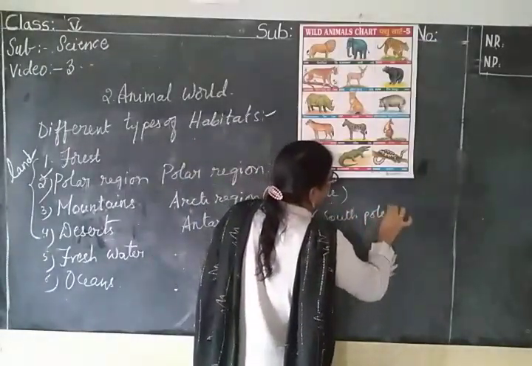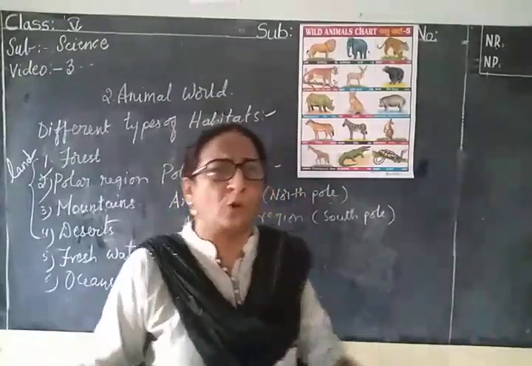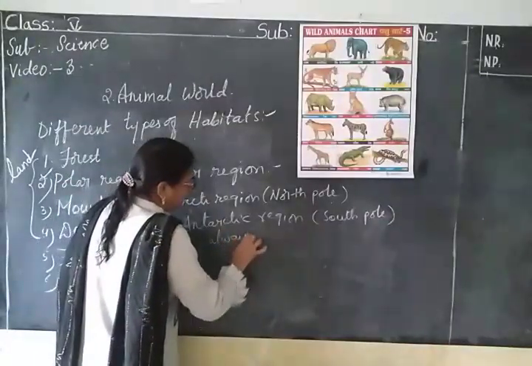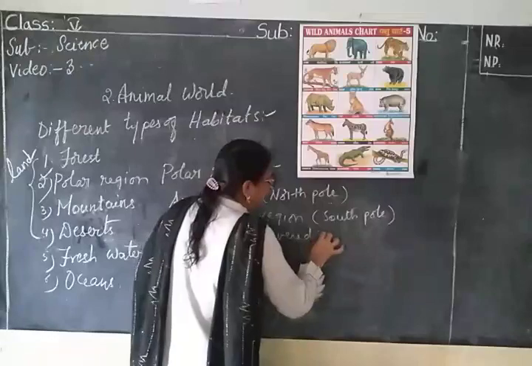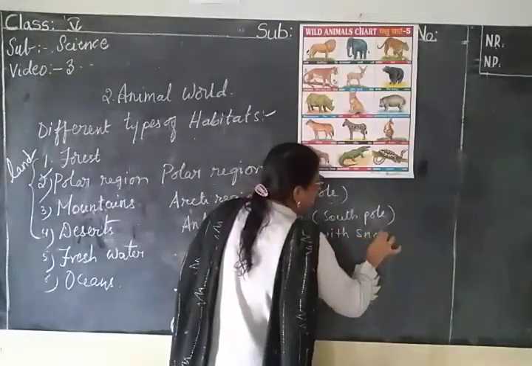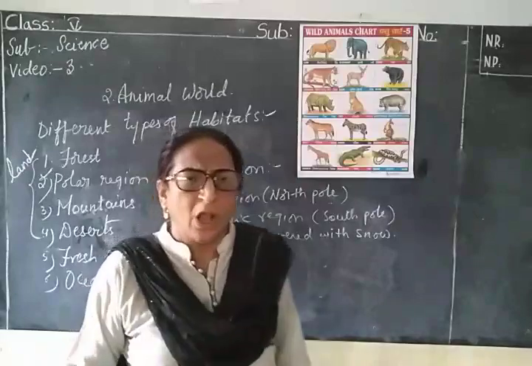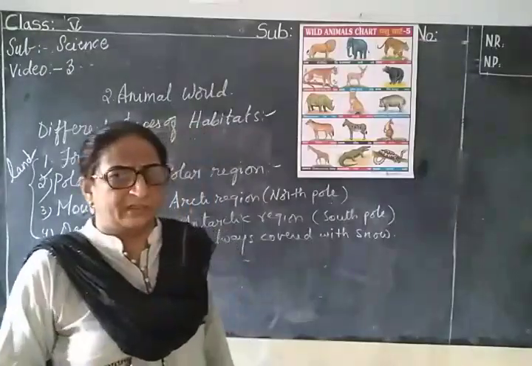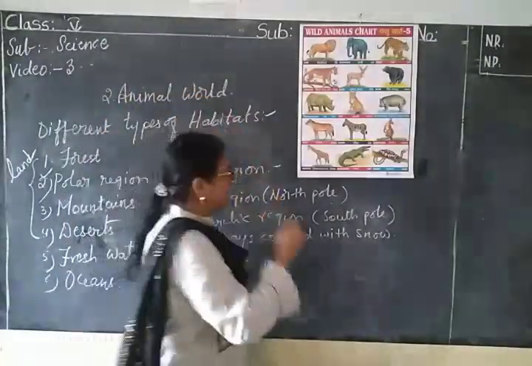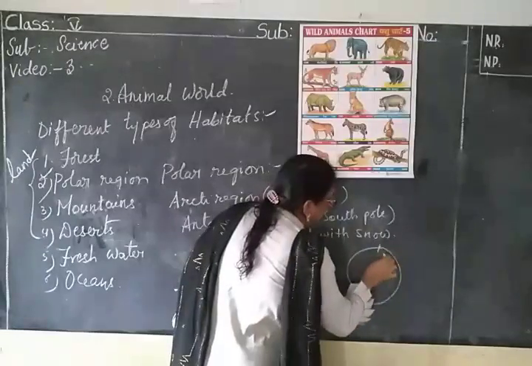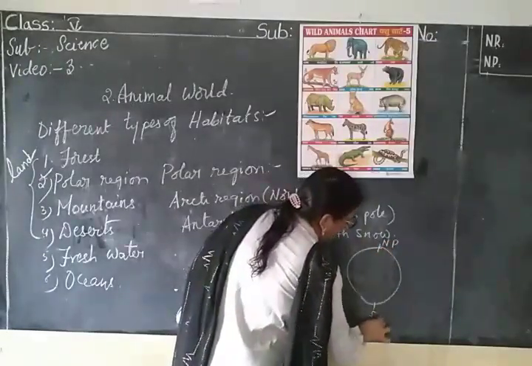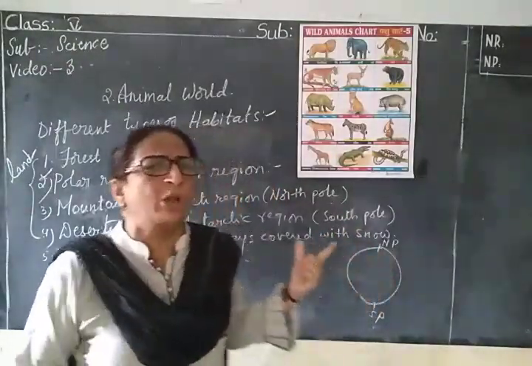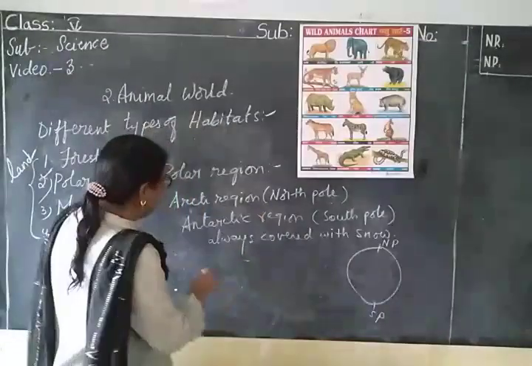South Poles. These regions are always covered with snow, isn't it? So when these are always covered with snow, how will be the climate there? It will be severely cold, very cold throughout the year, isn't it? So near the North Pole and South Pole of the Earth, these areas are very cold, extremely cold areas. These are the coldest regions in the world.